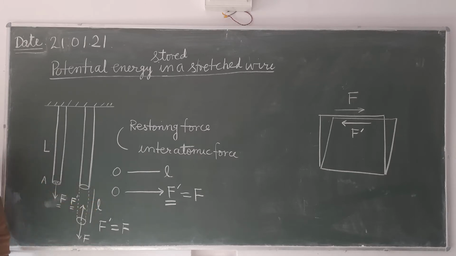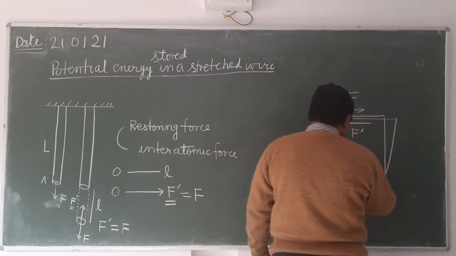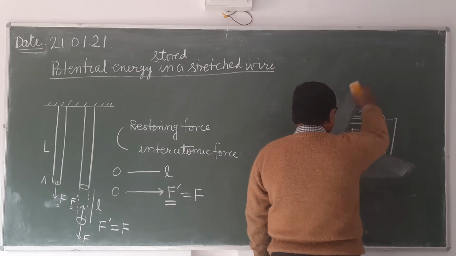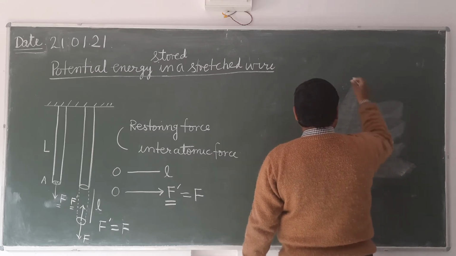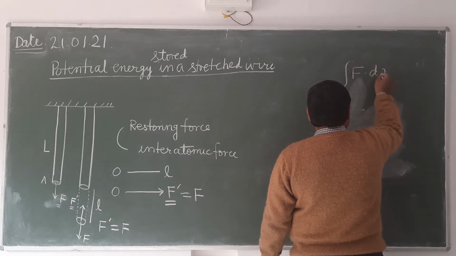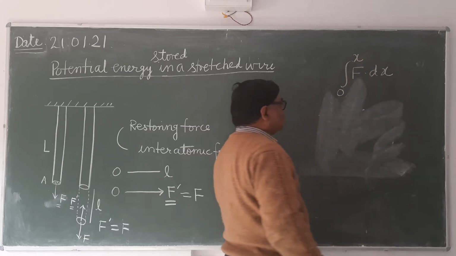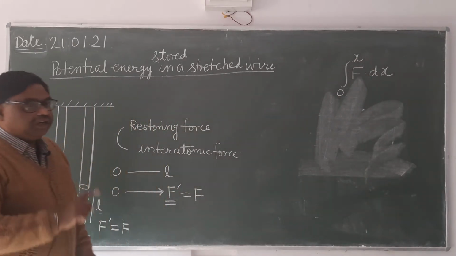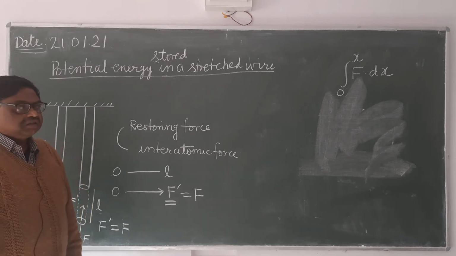So how will you find out the work done if the force is variable? What is the formula of work done when there is a variable force? It is integral F into dx. If suppose the displacement is from 0 to x, then what will be the work done? Integral F into dx. It is clear?